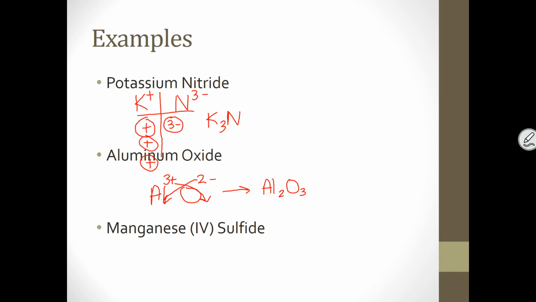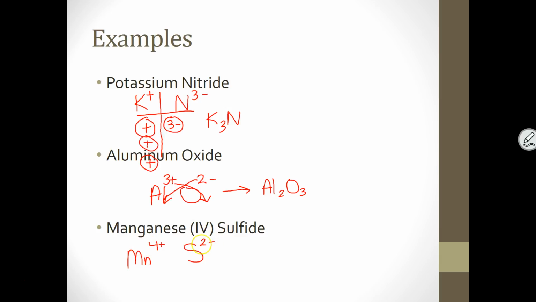So for the next one, manganese 4 sulfide, I'm going to actually do the crisscross method because I want you to see something. So manganese, be careful, manganese is Mn, and the Roman numeral 4 here indicates that that's the charge for manganese. And then sulfide comes from the element sulfur. And I know all of these are elements because they all end in "ide." And so that tells me that they're elements versus a polyatomic ion. And sulfur has a charge of -2.